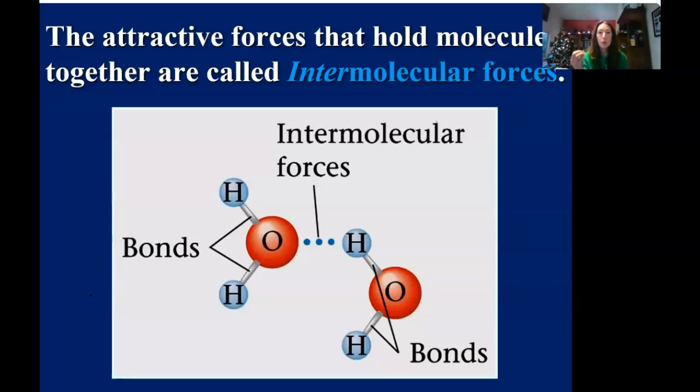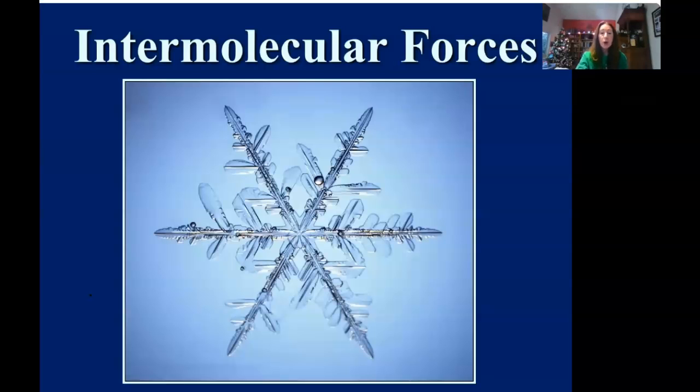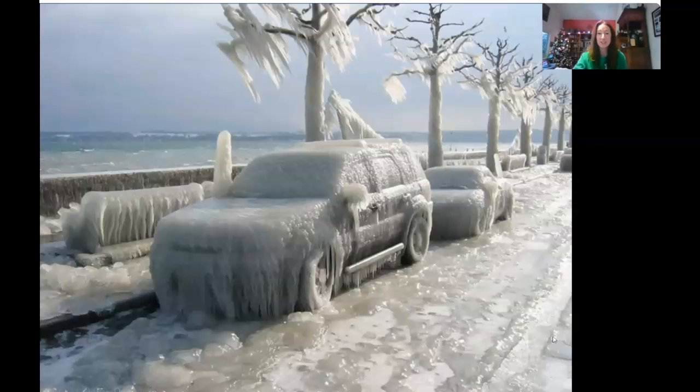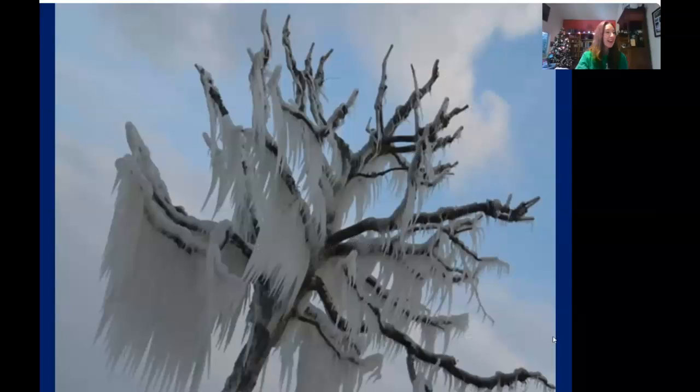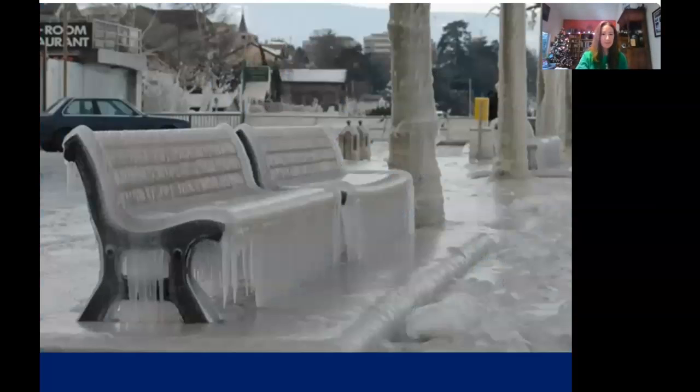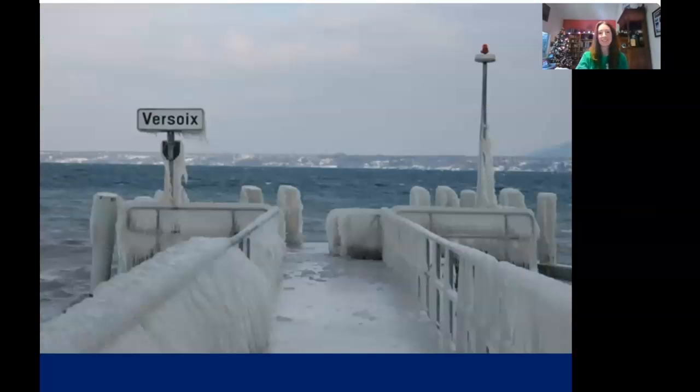Well, the reason why water is a liquid is because of this polarity, these dipole forces. If anybody's ever seen a snowflake, the reason why this happens is because of what we just talked about, the polar or non-polar. Look at these. Everything we just learned, we can explain all of this. Could you imagine that?